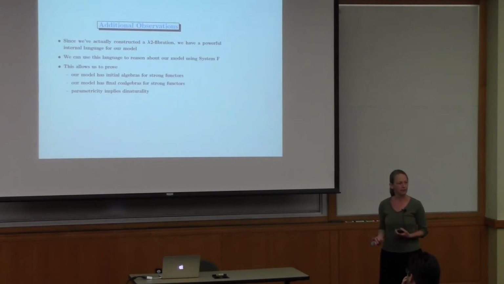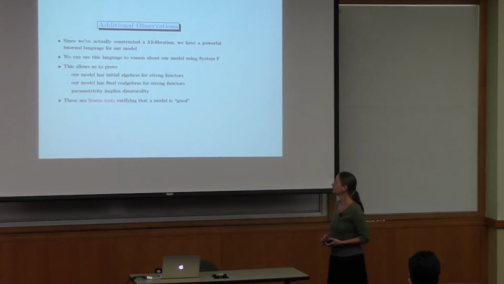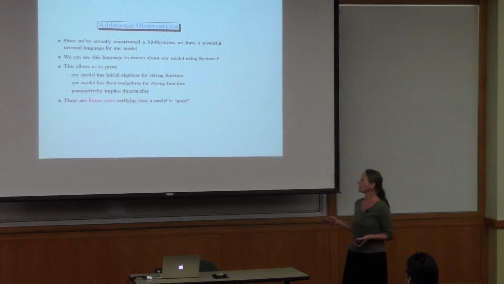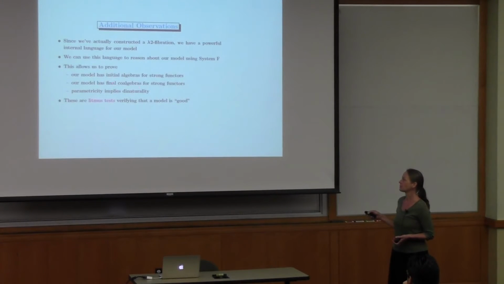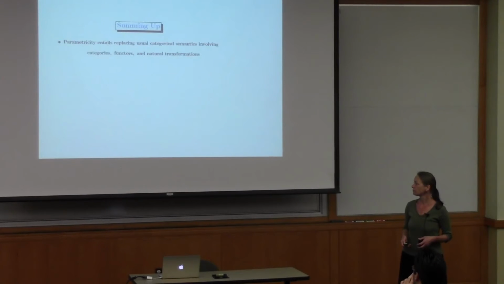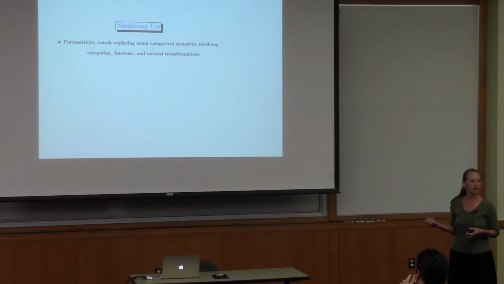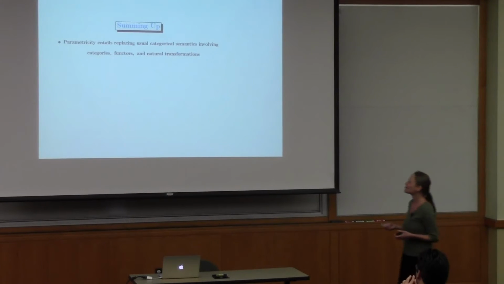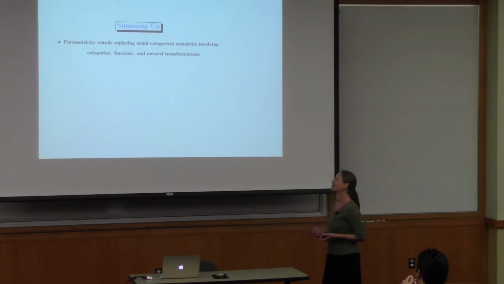Parametricity implies dinaturality, another property that you want good models to have. Okay, so there are other things too, but these are the main ones. So you can check that you have a good model. Okay, so I have this summing up slide, except that then I have a couple more slides, but let's just have the summing up slide.